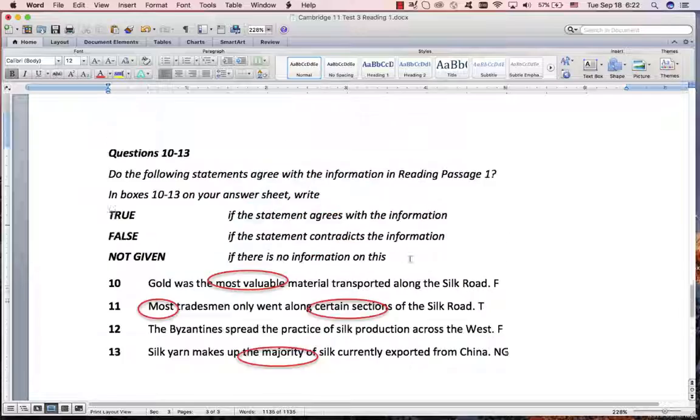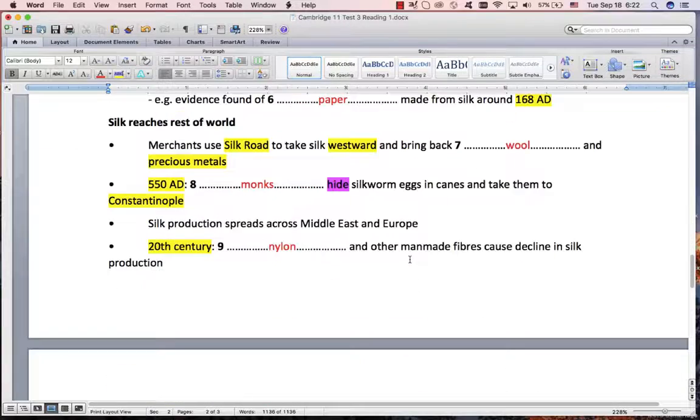Okay, not a bad reading at all. I think you could have done pretty well on that one.